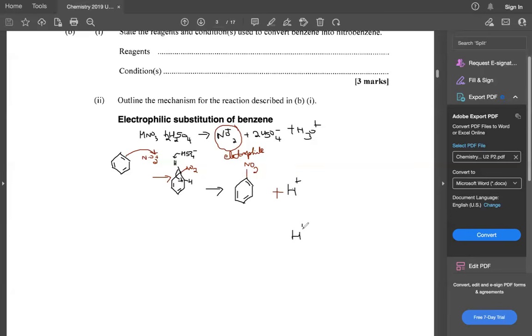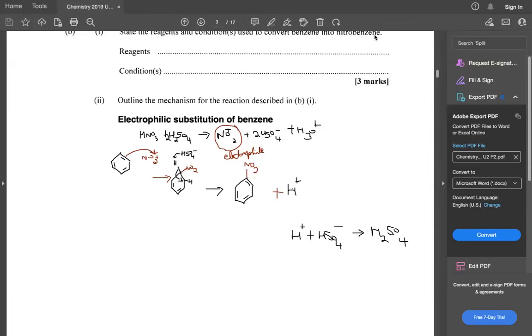So what will happen is that the H plus, this one that gets substituted out for the NO2 plus, will then recombine with the HSO4, because remember, it's the HSO4 that pulled it off, right? So it's going to recombine, and we're going to get back our H2SO4 that we started with, right? So that should suffice for the mechanism for that reaction that was described up top, which is the nitration of benzene, okay? So that should suffice.